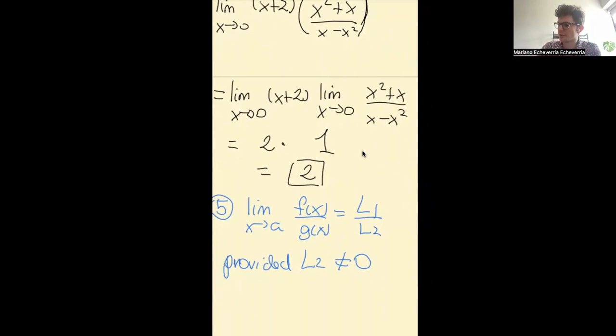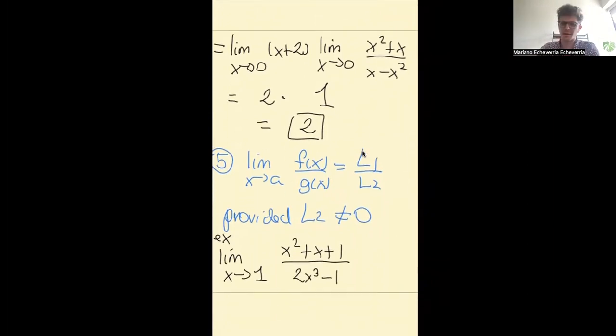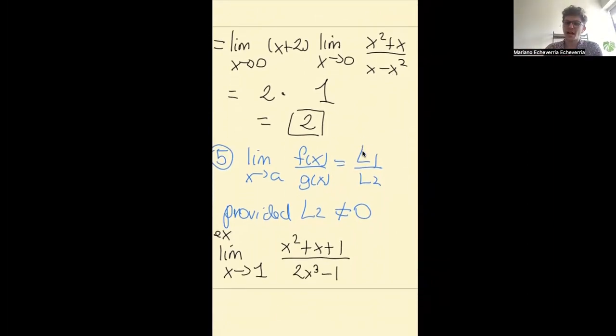So for example, in this one, if I give you, let's say, the limit as x approaches 1 of x squared plus x plus 1 divided by 2x cubed minus 1. This is a ratio. And the idea is that as long as the limit for the denominator is non-zero, you can find the limit for the numerator and the limit for the denominator and just take their ratio.